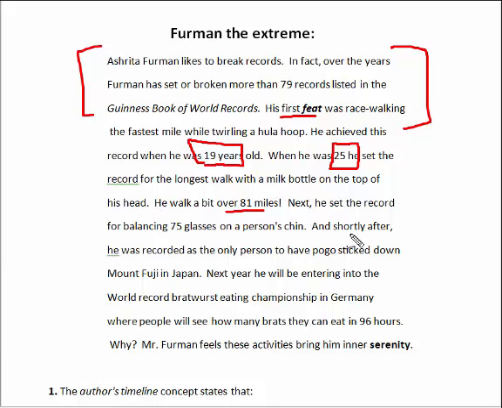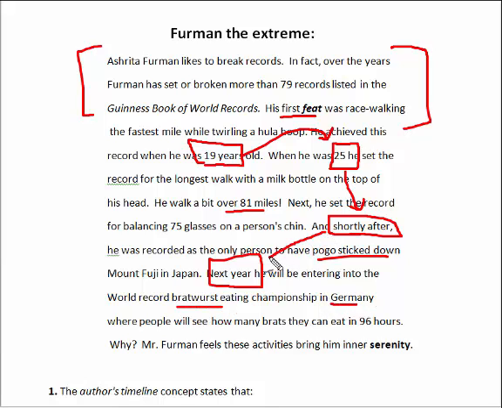Come over here. Shortly after that, shortly after 25, 19 to 25, and then shortly after that, he went and did a pogo stick thing in Japan. Next year, he will go to Germany and try and beat the bratwurst eating contest. So we go from the timeline talking about Furman, and then 19, 25, shortly after that, and then next year, you see it is flat out timeline.